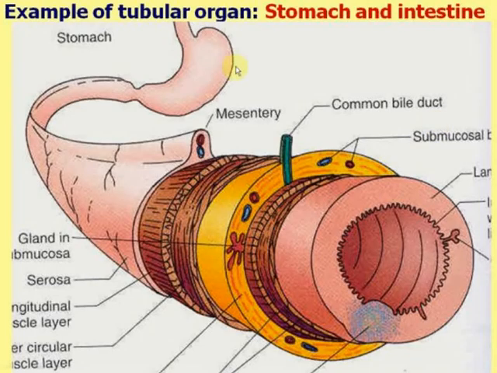Another example of tubular organ is stomach and intestine. It also consists of three membranes, the inner tunica mucosa, middle muscle membrane, and outer serous membrane. Every membrane consists of layers.